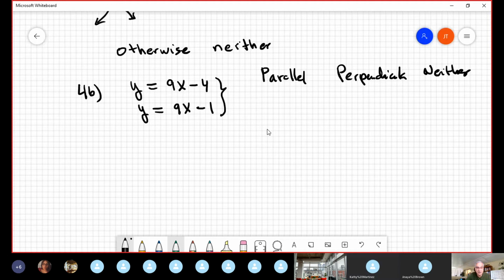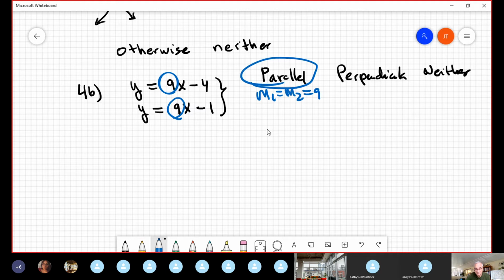Parallel. Because I can see that the slope of the first line is 9 and the slope of the second line is 9. It's the same slope. And the intercepts are 1 and 2. Therefore, it's parallel. Easy, eh?